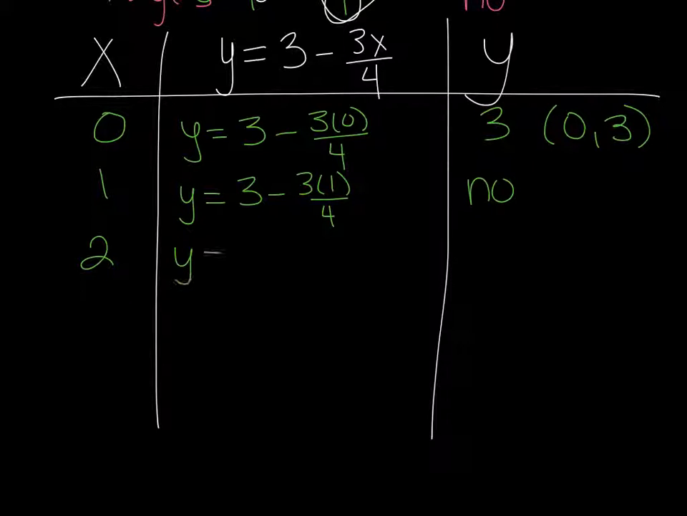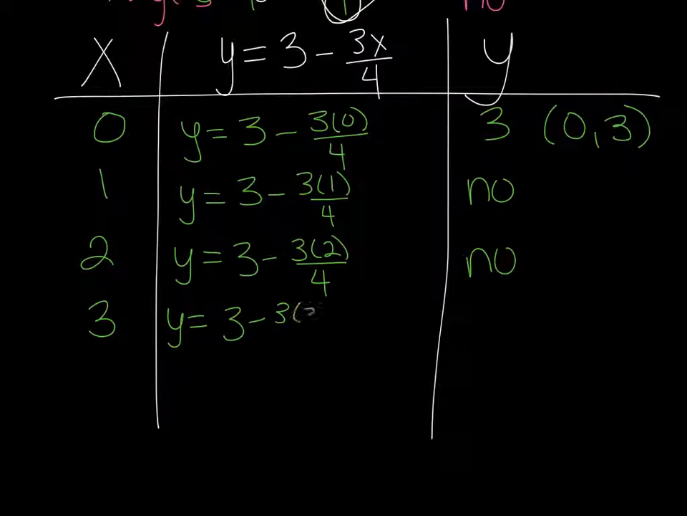So let's keep working up. Let's plug in a 2. So y equals 3 minus 3 times 2 over 4. So you're going to start looking at the fraction, 3 times 2 over 4. Is that going to give you a fraction or is it going to give you an integer? It's going to stay as a fraction, right? So 3 minus a fraction is going to give me a fraction, which is not a whole number, so we're just going to say no. And we plug in 3. y equals 3 minus 3 times 3 over 4. What do you think? Will that one work? Nope, doesn't look like it, because I'm going to get 9 over 4, which isn't going to work.